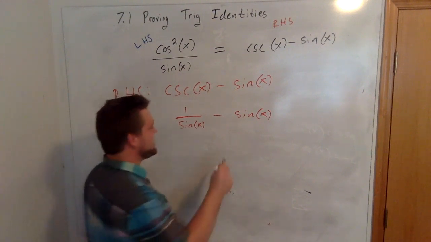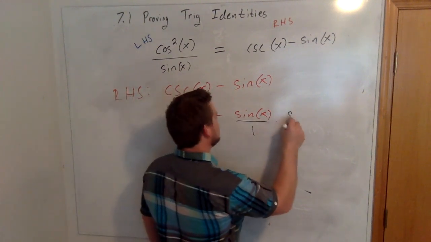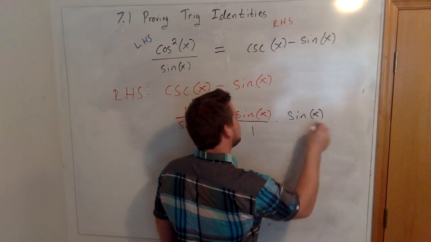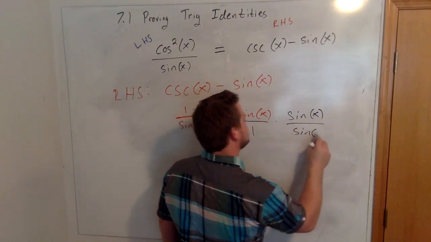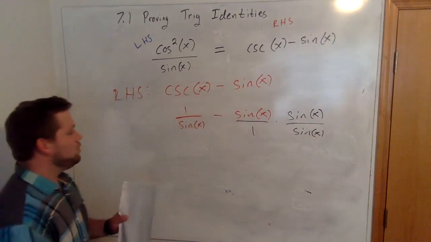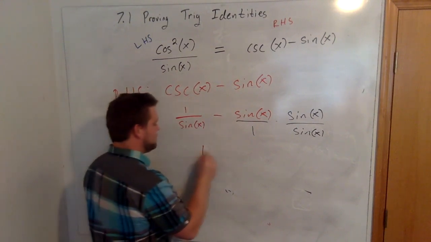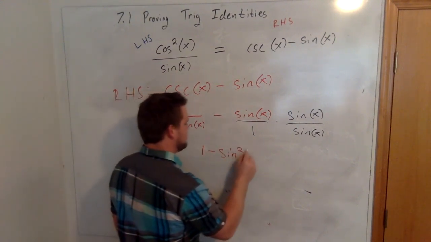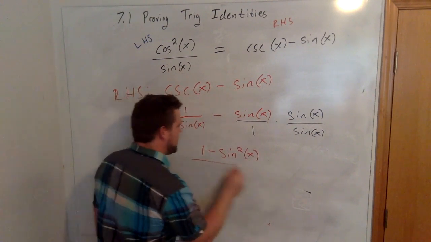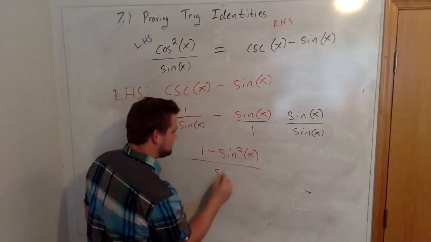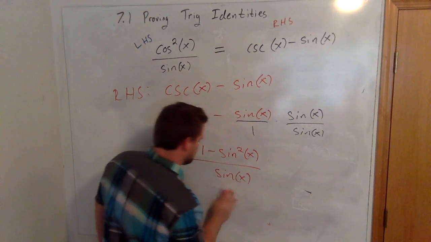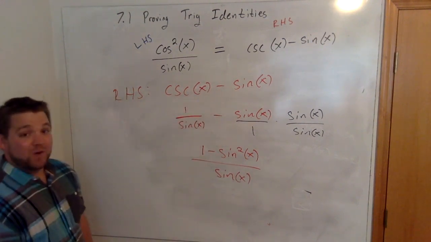Okay. So now what's screaming at me to try here is find a common denominator. Let's find a common denominator. So let's hit this with a sine of x over sine of x. Okay. So in the numerator, we'll have a 1 minus a sine squared of x. And in the bottom, we'll have our common denominator of sine of x.